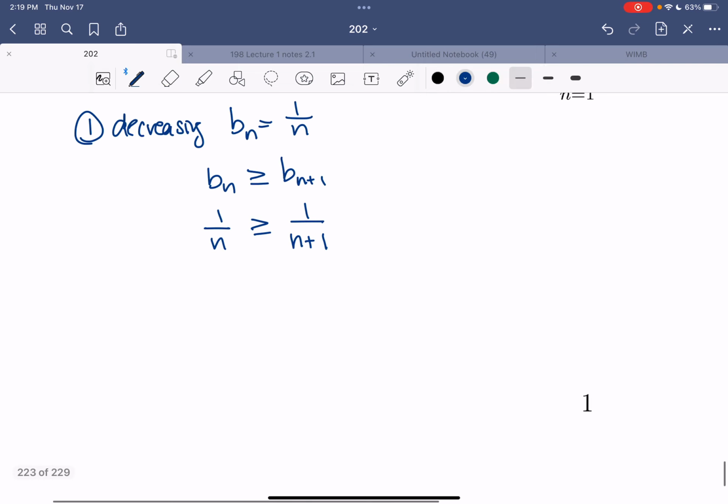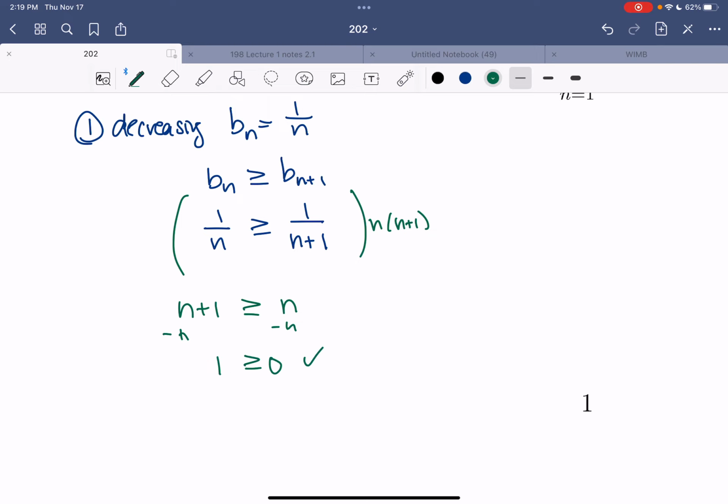And in order to show that this is true, we're going to multiply both sides by n times n plus 1. And that's going to give us n plus 1 is greater than or equal to n. And if you subtract n from both sides, that's 1 is greater than or equal to 0. And so that's true. So it is, in fact, decreasing.